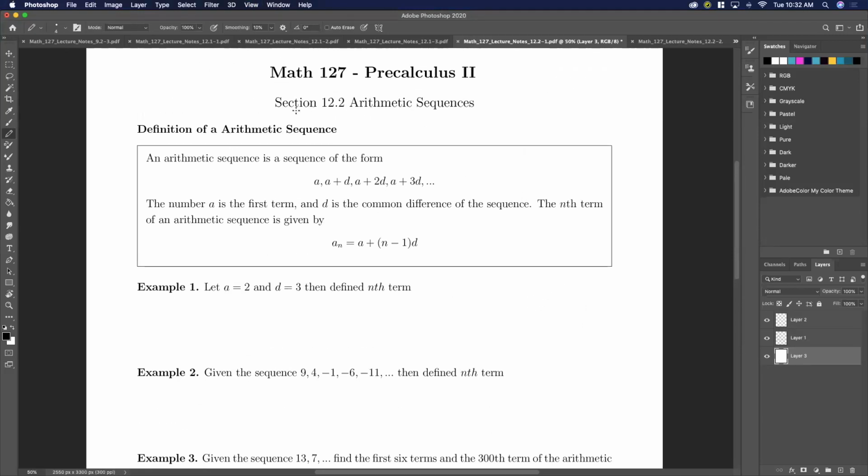All right, so here we're going to be doing 12.2. This is arithmetic sequences. So arithmetic sequences always have this form. It's always going to be A, and then A plus D, A plus 2D, A plus 3D, or the nth. The formula always looks like this.